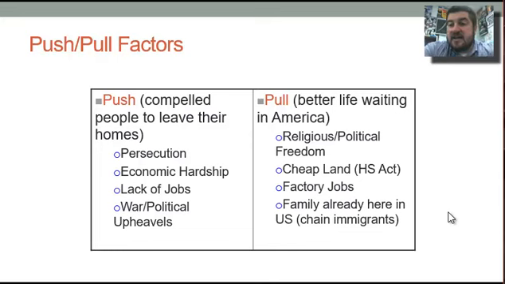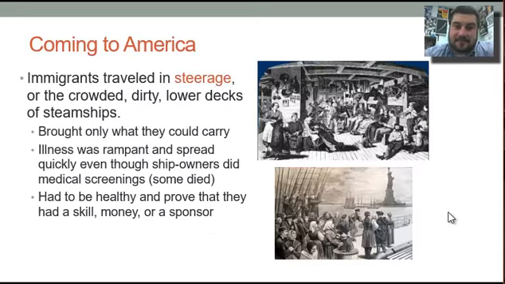A pull factor is something that's pulling them into America because a better life is waiting here. Here they could have religious or political freedom. Cheap land is available because of something called the Homestead Act, which we'll discuss in another lesson. There are factory jobs, which means you don't really have to have a skill. And some of them, called chain immigrants, may already have family here in the U.S. that they can join fairly easily.